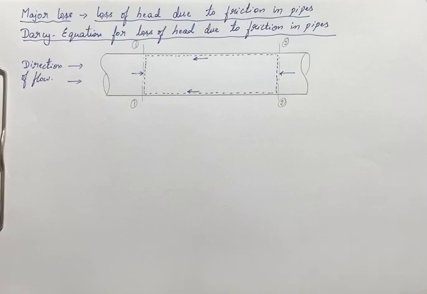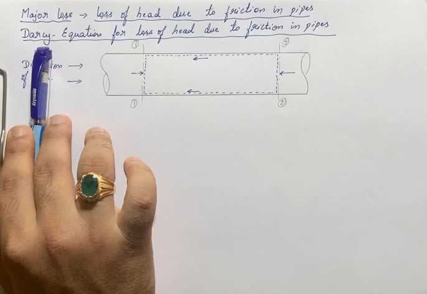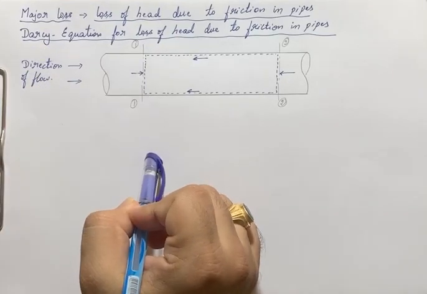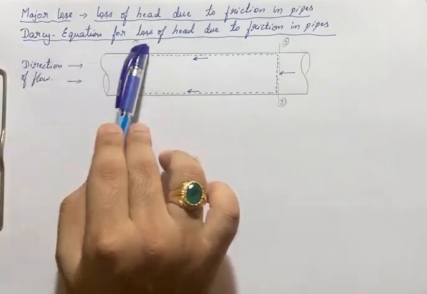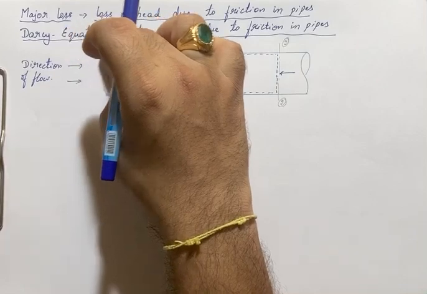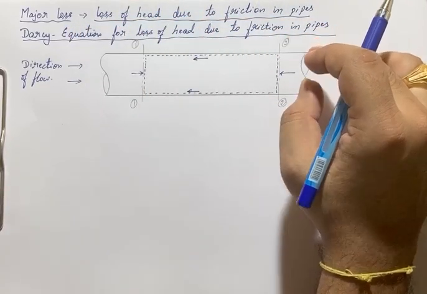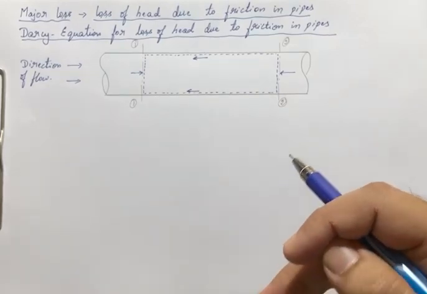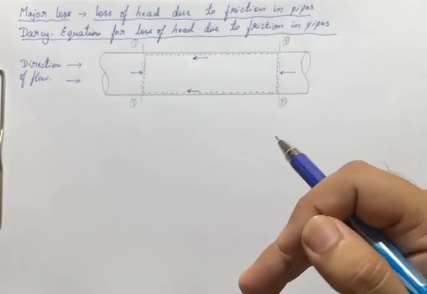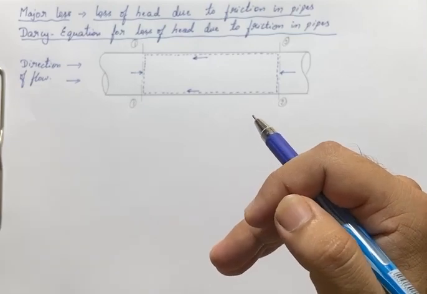This is given by Darcy's equation. So in this video, we are going to derive Darcy's equation for loss of head due to friction in pipe. What we have considered here is a long pipe. Long pipe here means the length is more than 1000 times the diameter.